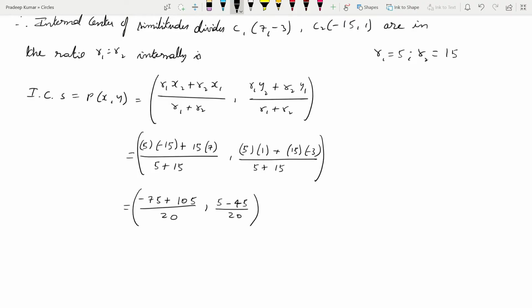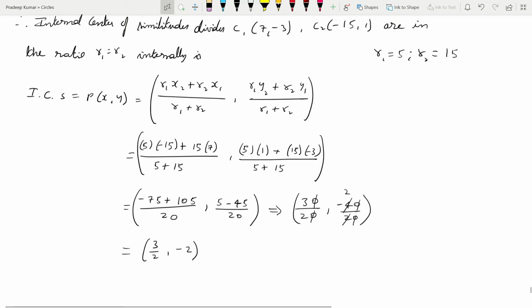So let's solve this further. So I can get this as minus 75 and plus 105, will be getting the value as 30 by 20, and this is 5 minus 45, will be getting the value as minus 40 by 20. So let's solve this further. Here the 0s can be cancelled, so we are getting 3 by 2, whereas this also the 0s can be cancelled, and this is 2 1s are 2, 2s are. So we are getting this as 3 by 2 comma minus 2 as the point.